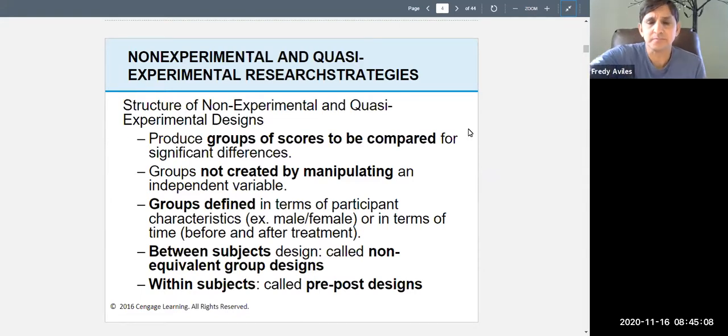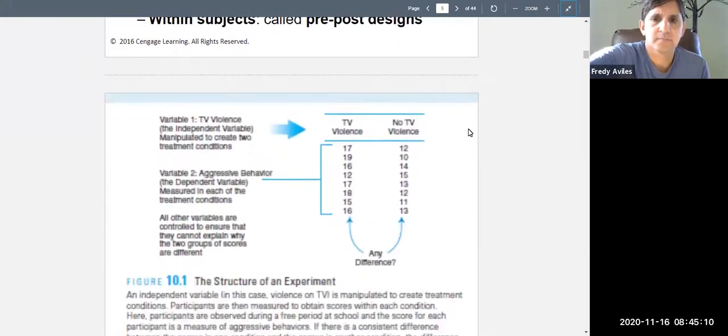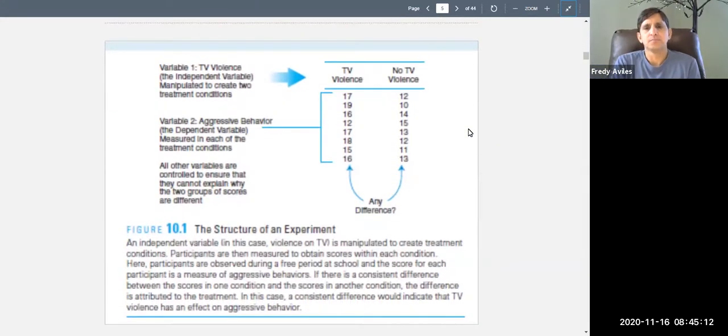Okay. Let's keep going. Here's an example of a study that is not a real experiment. Okay, actually, no. This is one that is a real experiment. Okay, the structure of an experiment. I told you guys about this already. We just finished talking about this.